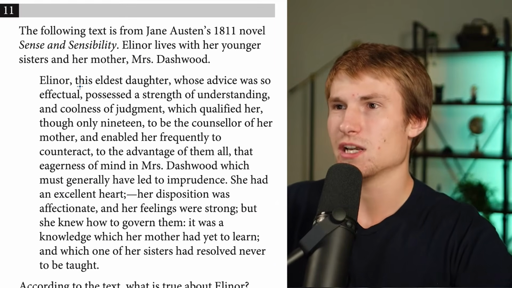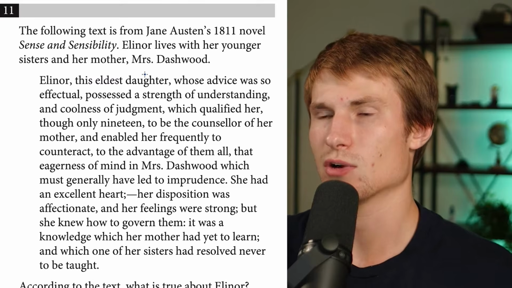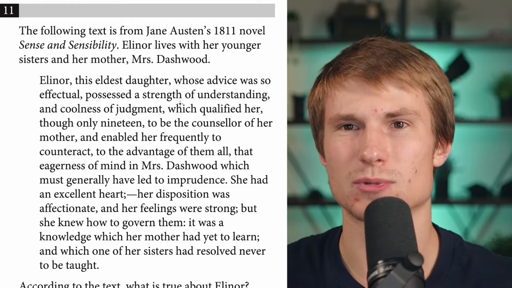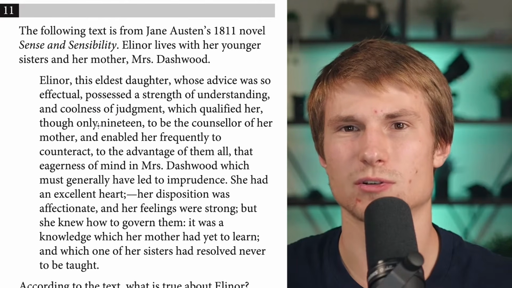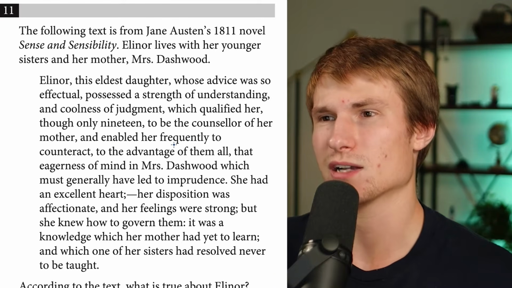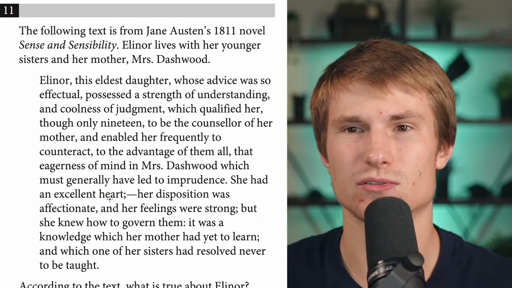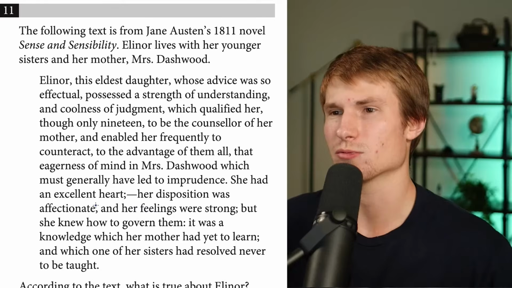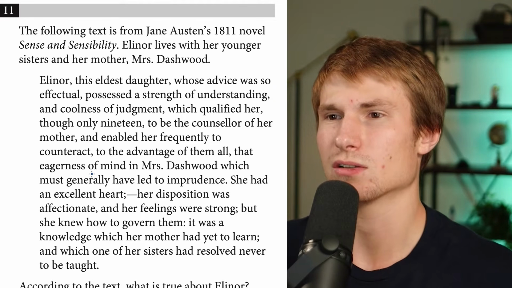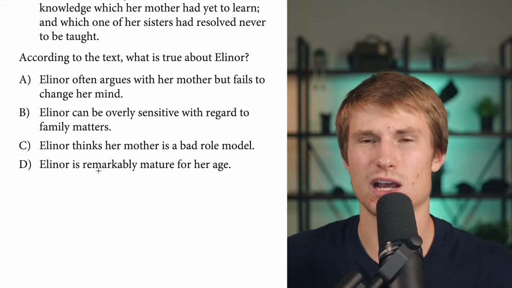The following text is from Jane Austen's 1811 novel, Sense and Sensibility. Eleanor lives with her younger sisters and her mother, Mrs. Dashwood. Eleanor, this eldest daughter, whose advice was so effectual, possessed a strength of understanding and coolness of judgment which qualified her, though only 19, to be counselor of her mother and enabled her frequently to counteract to the advantage of them all that eagerness of mind in Miss Dashwood which must generally have led to imprudence. She had an excellent heart, her disposition was affectionate, and her feelings were strong, but she knew how to govern them. It was a knowledge which her mother had yet to learn, and which one of her sisters had resolved never to be taught.